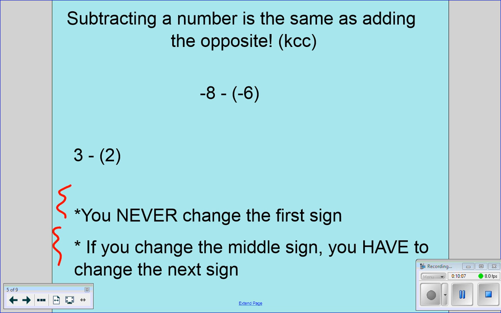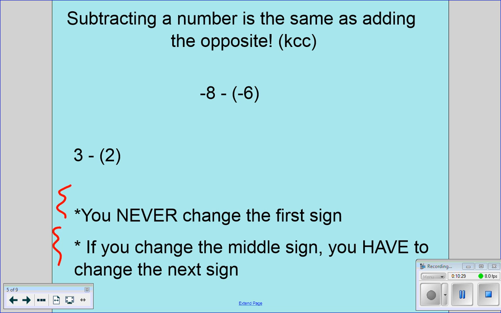Okay, so KCC stands for some stuff. K stands for keep. The C stands for change. So keep, change, change. If you need to write that down, you might want to. We just abbreviated it so we don't have to say keep, change, change.